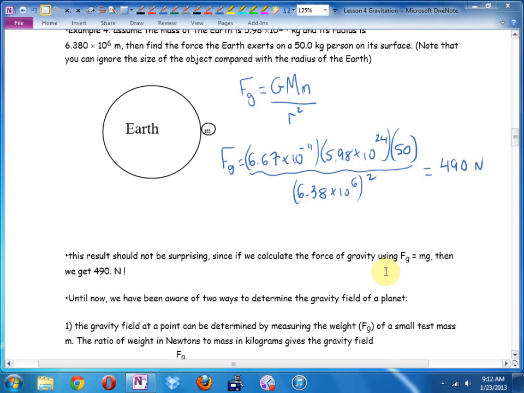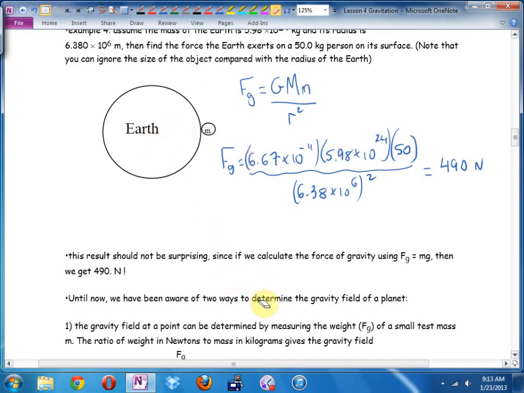So what I wrote here is, this shouldn't be surprising because if we calculate FG equals mg, we get the 490, but the fact that I get the same answer using the more complicated universal equation at least suggests to me that that universal equation is correct. Oh, and Sean, it suggests to me that if I move out to outer space, as long as I know that distance, I can use the more complicated universal one, and I can find the force of gravity out there on this object.